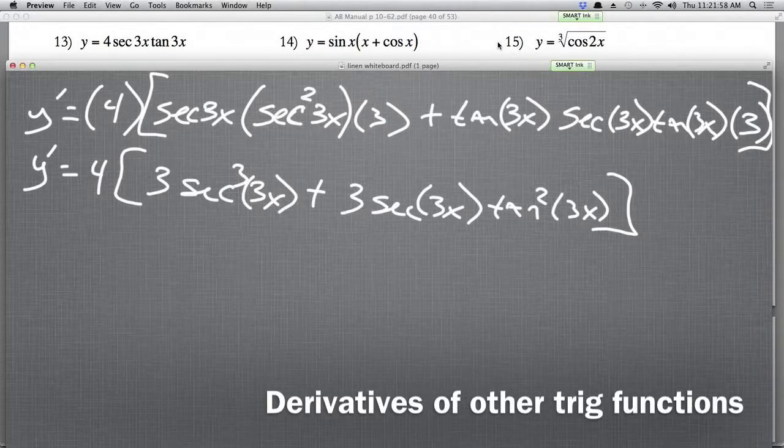And get the derivative of the inside. Don't forget to take the derivative of the inside. That's correct. Exactly.